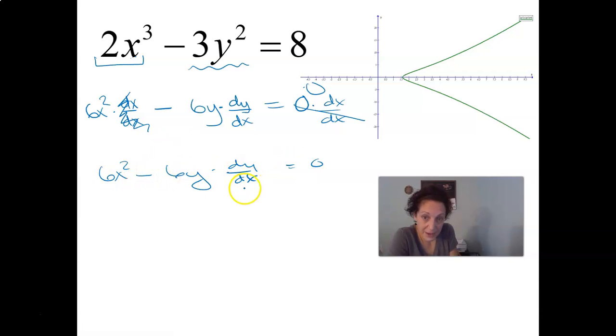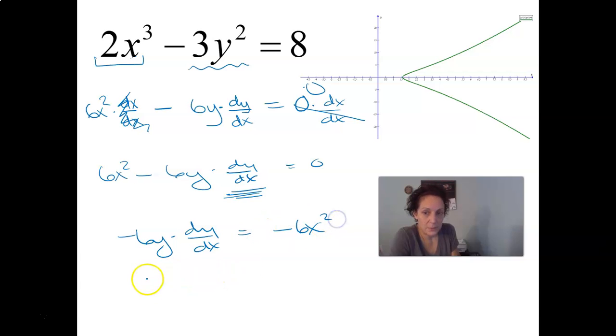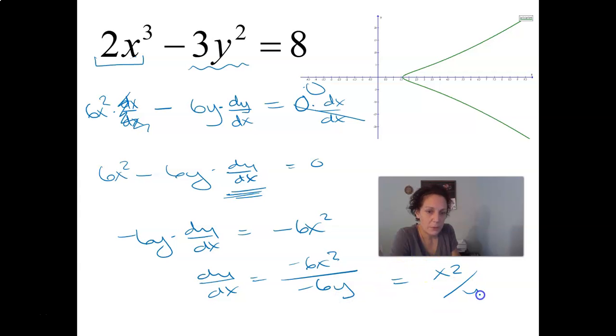So if I want to solve for my dy/dx, I've got negative 6y dy/dx equals negative 6x squared. So my dy/dx is going to equal negative 6x squared divided by negative 6y, or x squared over y. Again, we've got a slope that depends on both x and y. Pretty fun, right?